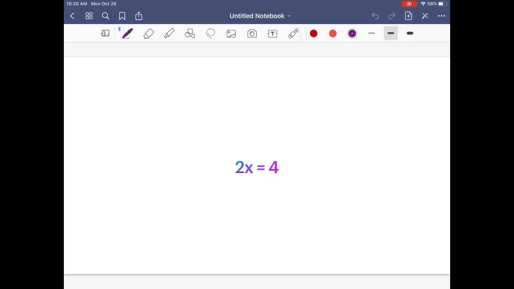So let me change my pen color so that it's cute. The first thing is the number 2. We already know this from what we just did with exponent rules, but the number 2 is called our coefficient, so don't forget that. Then our letter here, x, is called our variable.